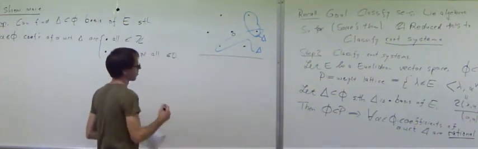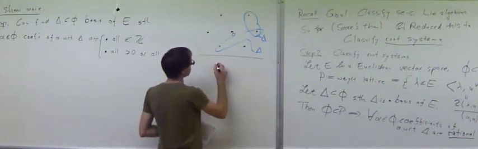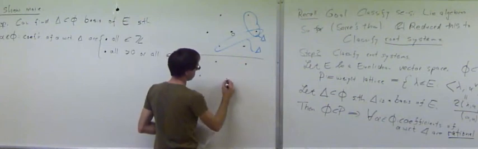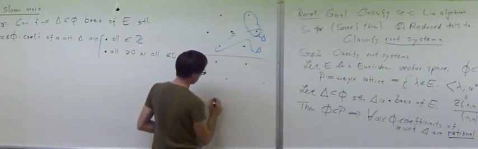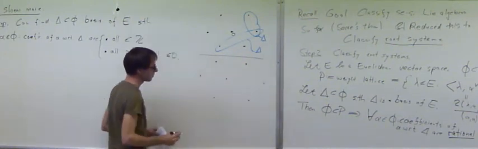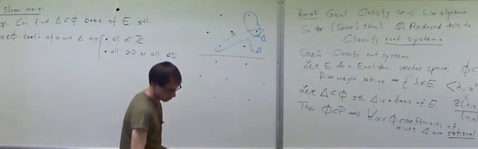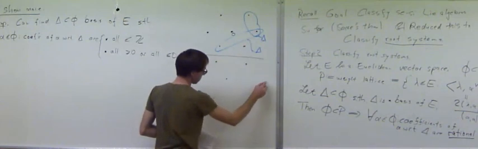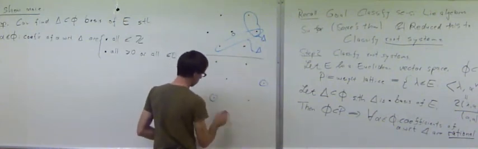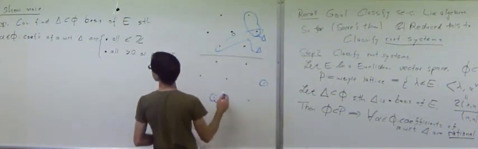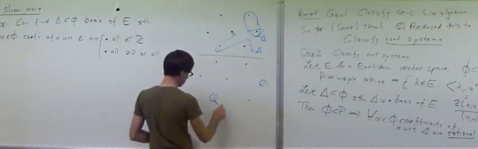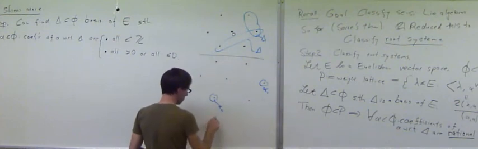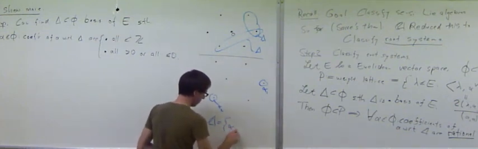Well, that wouldn't work with any set delta which is a basis, but let's just consider this second one. So say this is alpha 1, this is alpha 2, and for delta I take alpha 1, alpha 2.